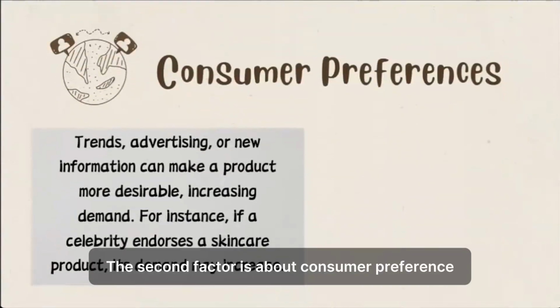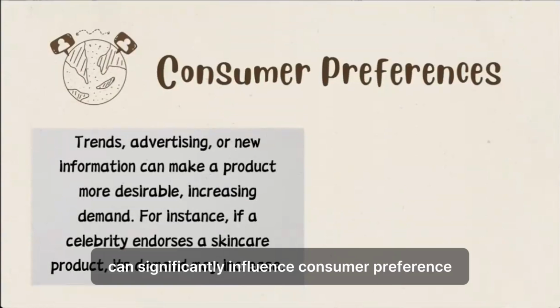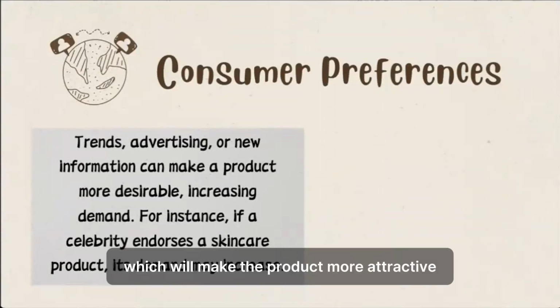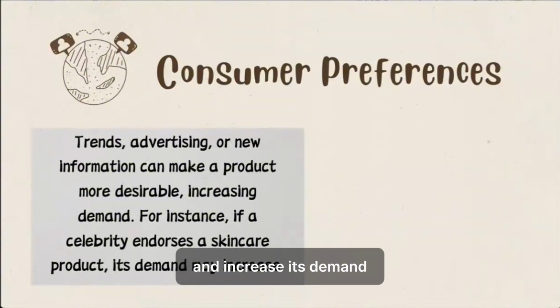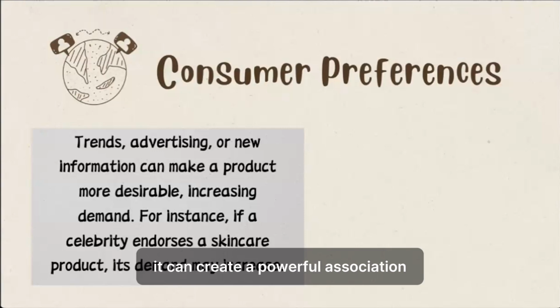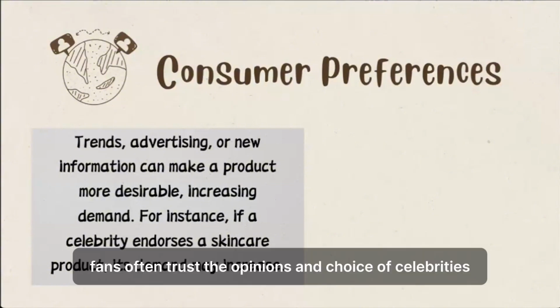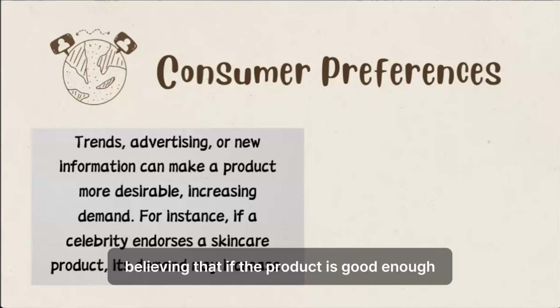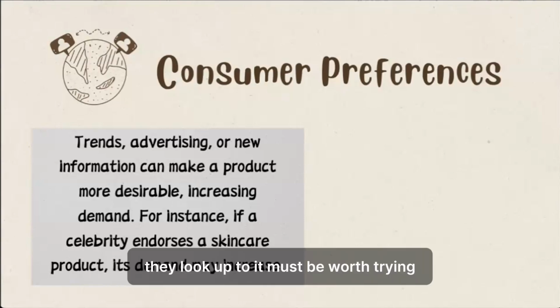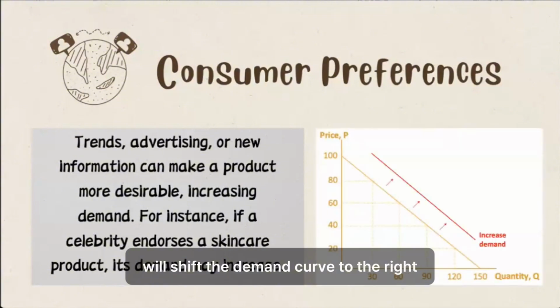The second factor is consumer preference. Trends, advertising, or new information can significantly influence consumer preference, which will make the product more attractive and increase its demand. For instance, if a movie star endorses a skincare product, it can create a powerful association between the product and the superstar's image or lifestyle. Fans often trust the opinions and choices of celebrities they admire, believing that if the product is good enough for someone they look up to, it must be worth trying. Therefore, increasing demand will shift the demand curve to the right.